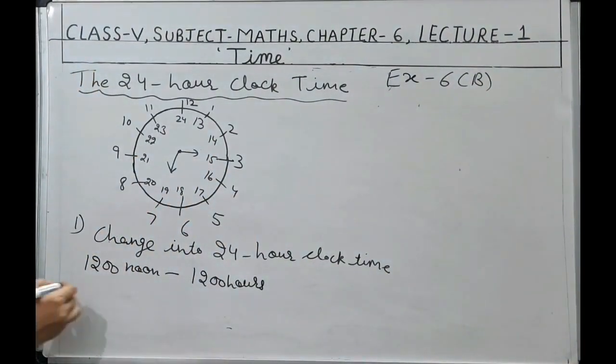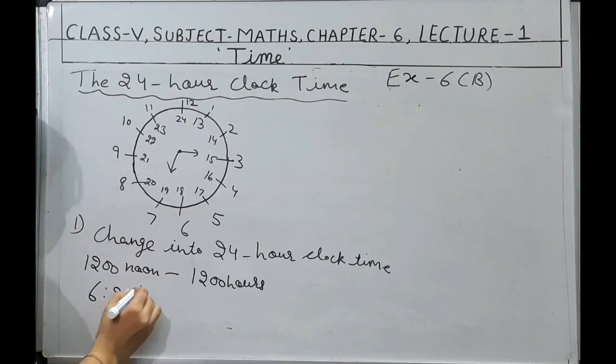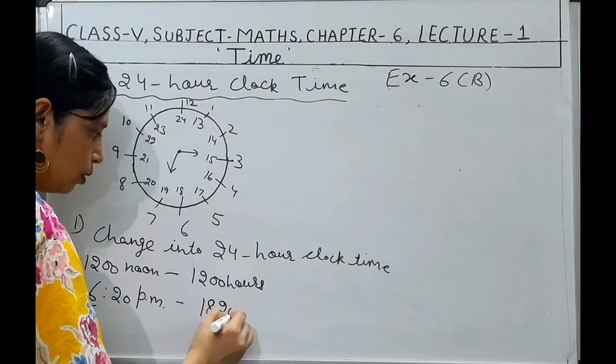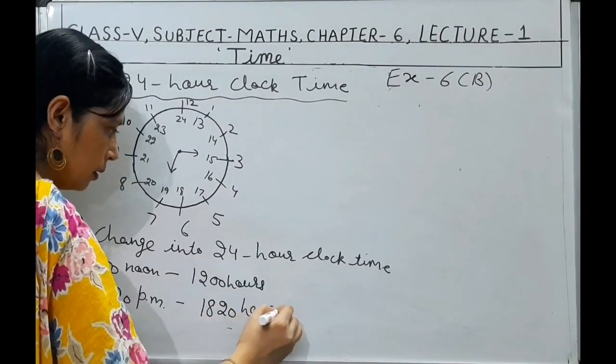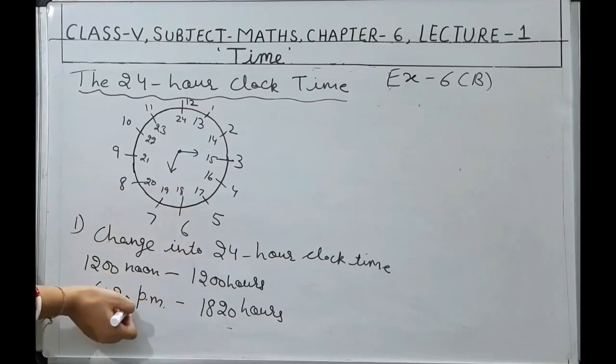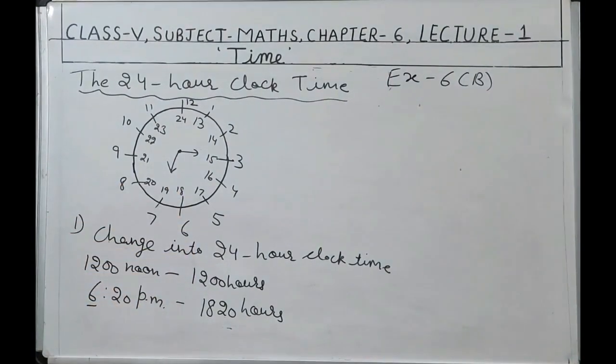Okay. Next is 6:20 p.m. Now how to write the time? 6:20 p.m. After 1200 hours, AM is included, plus 6. So 12 plus 6, 18. 1820 hours. Look here. 6 p.m. is 1800 hours plus 20 minutes more. So 1820 hours. Okay. In this way you will convert it.